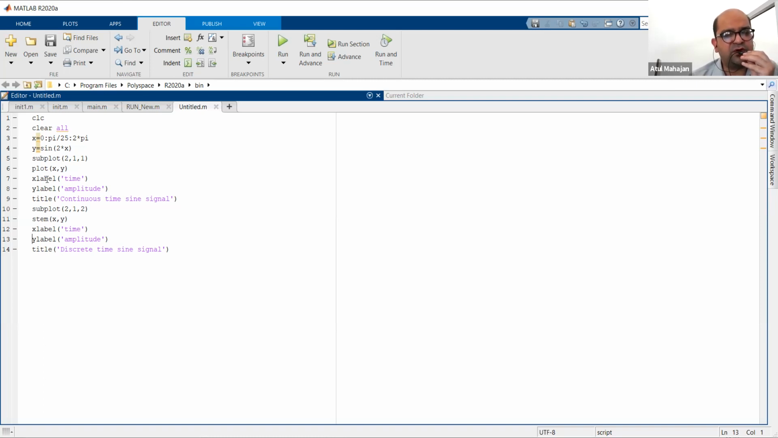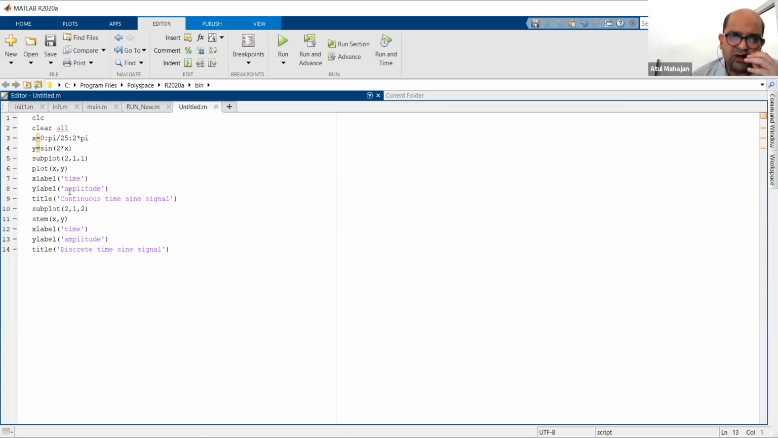Plot xy is used for the plotting of the graph between the x and y grids. After plotting the graph for x and y, we designate the x label and the y label. For x label we give the designation time, and for y label we give the designation amplitude. Then the title of the total graph for this continuous time sine signal will be given by title. We give a total title to this graph, that is, the continuous time sine signal. This is a complete one graph for the continuous time sine signal.